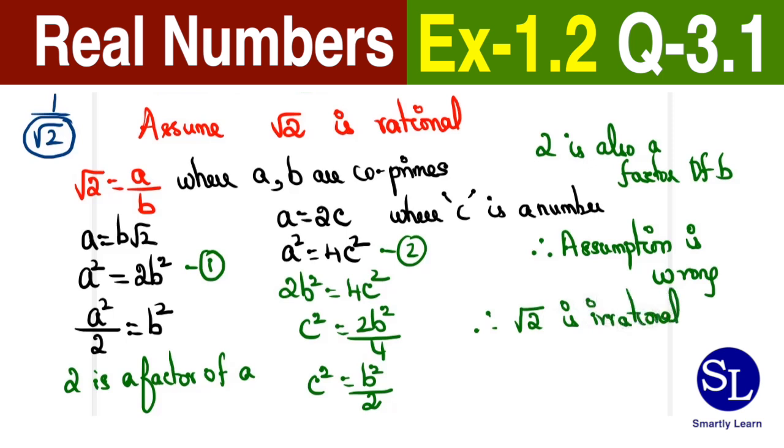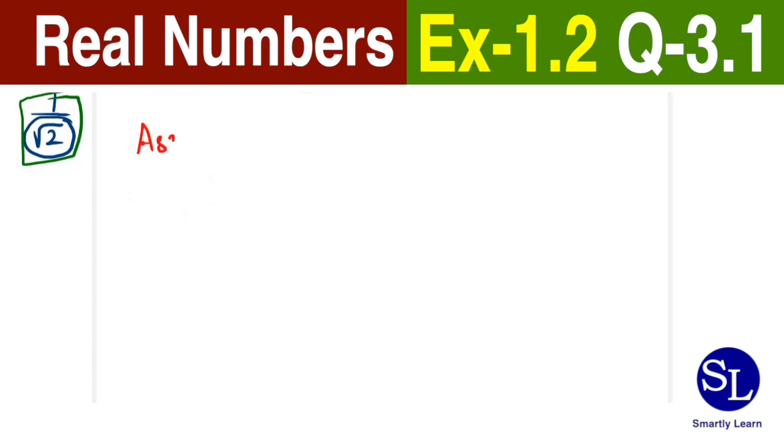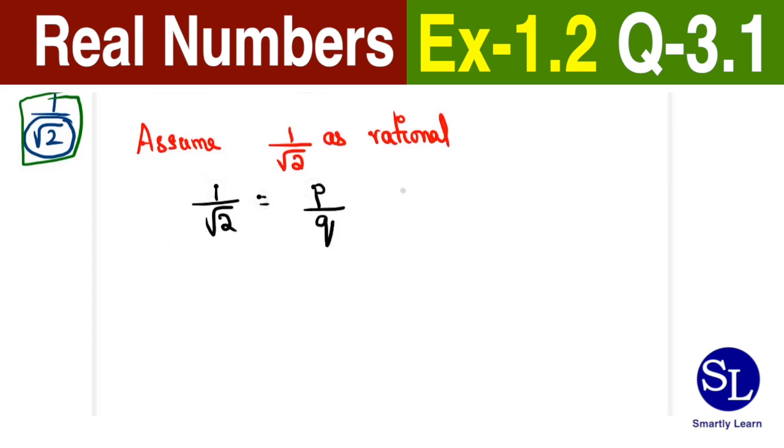So now that we have proved root 2 is irrational, the idea is to prove 1 by root 2 is irrational. So we have already proved root 2 is irrational. Now let's see how to prove that 1 by root 2 is irrational. So again I'm going to make an assumption. Let's assume 1 by root 2 is rational. So when we assume 1 by root 2 is rational, this means that 1 by root 2 can be expressed as p by q, where both p and q are co-primes.